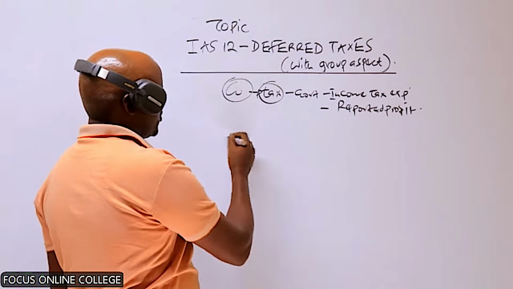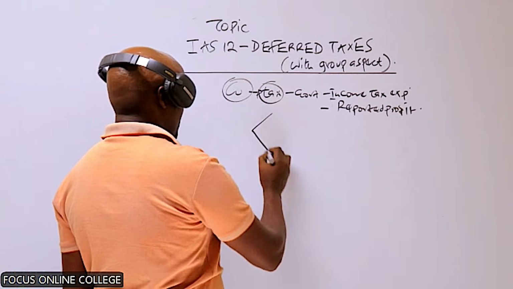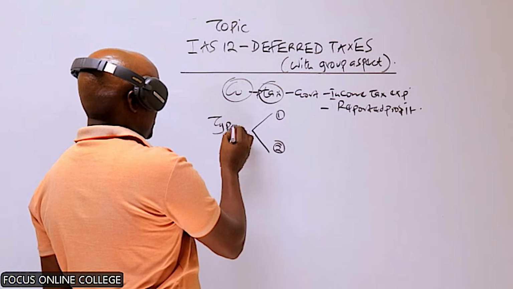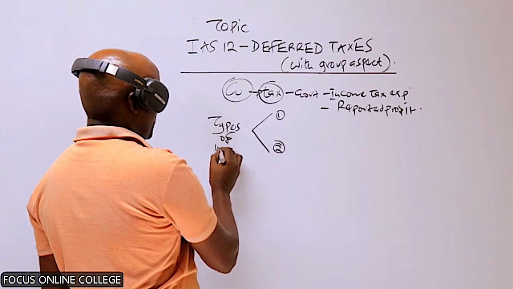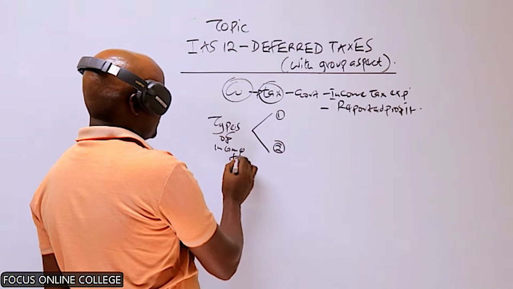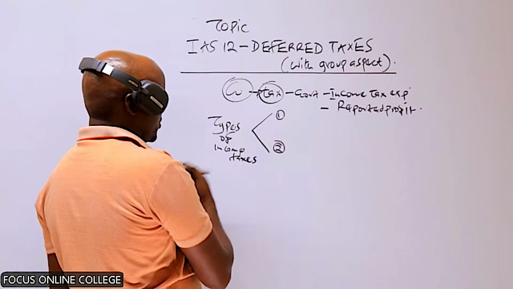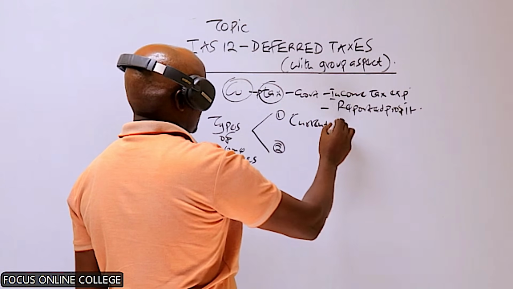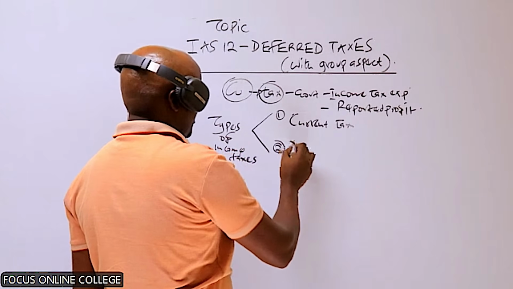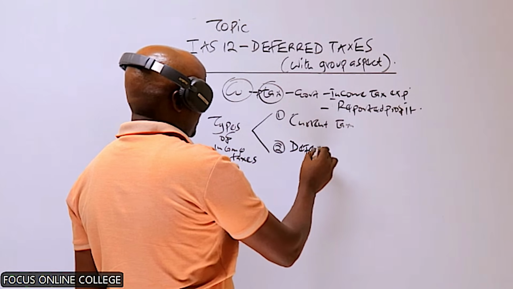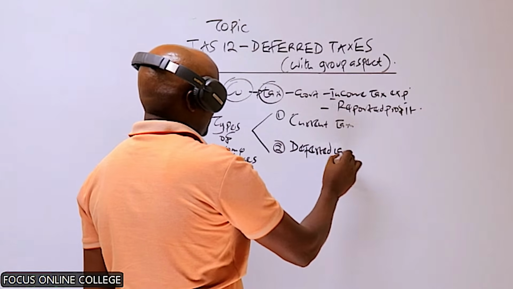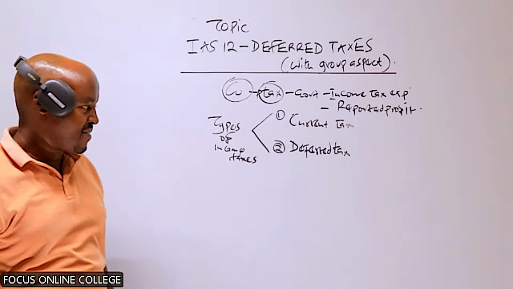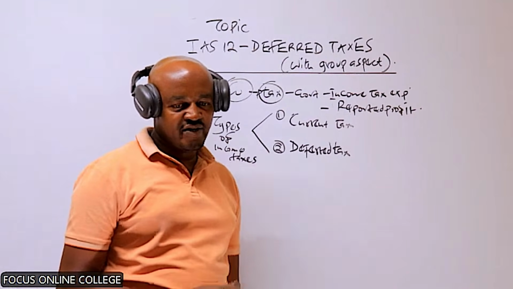Equally, in financial reporting and analysis, you covered, or you are told, that there are two types of income taxes. One, we have the current tax, and then number two, we have something called the deferred tax. So these are the two types of income taxes which you covered in financial reporting and analysis.